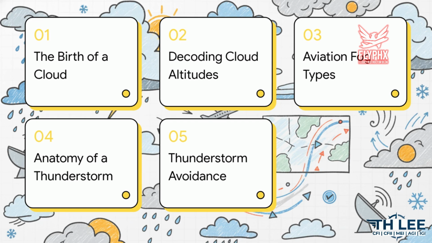Here's our flight plan for today. We'll start with Section 1, the birth of a cloud, followed by decoding cloud altitudes, aviation fog types, the anatomy of a thunderstorm, and finally, thunderstorm classification and avoidance.